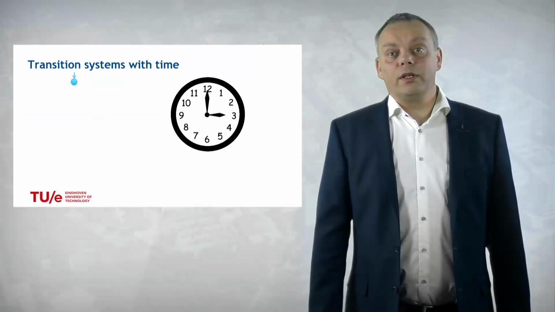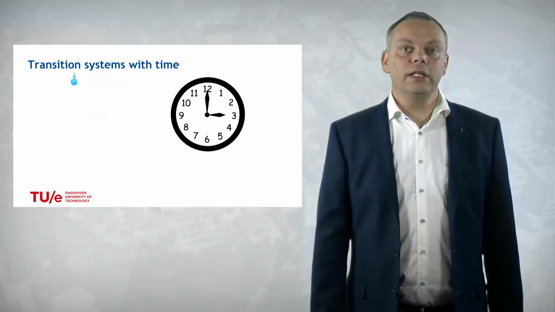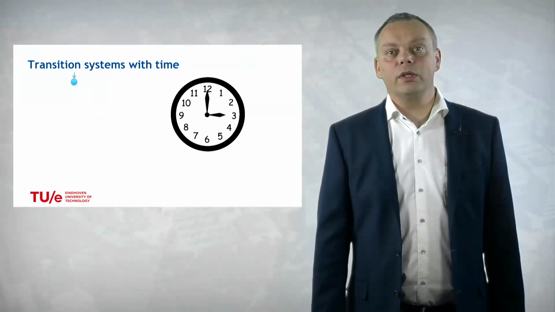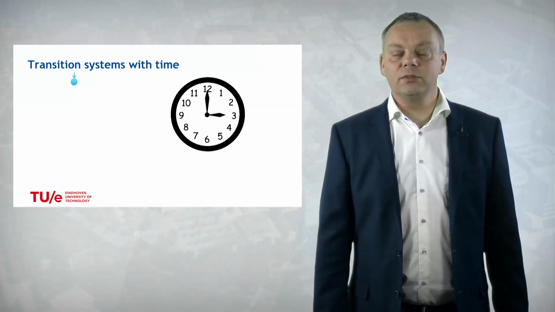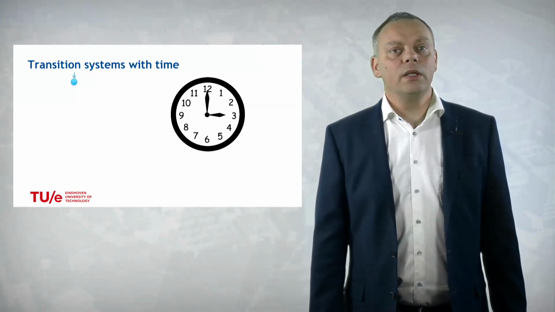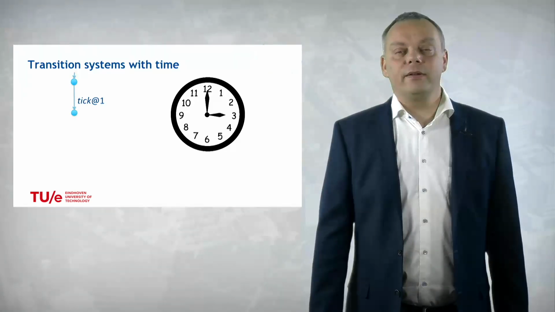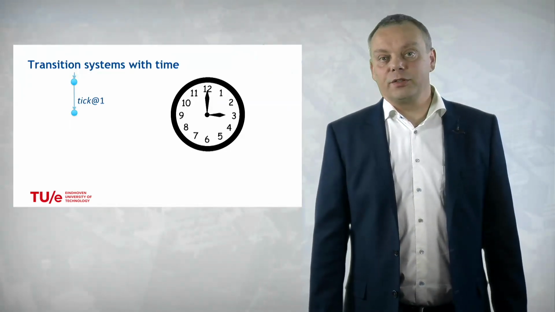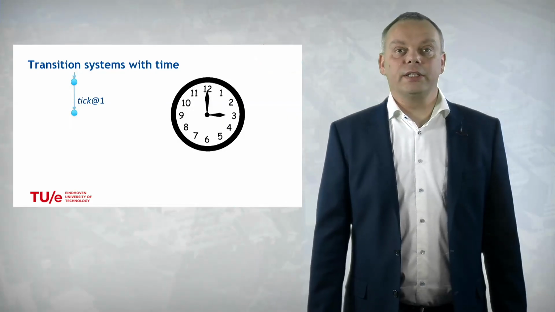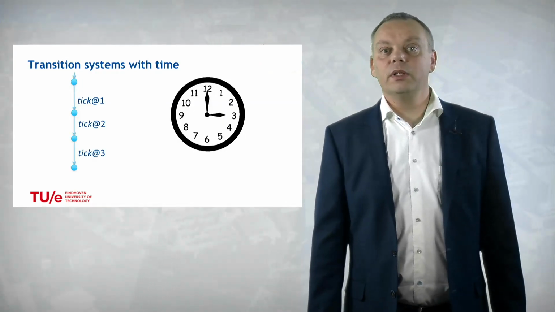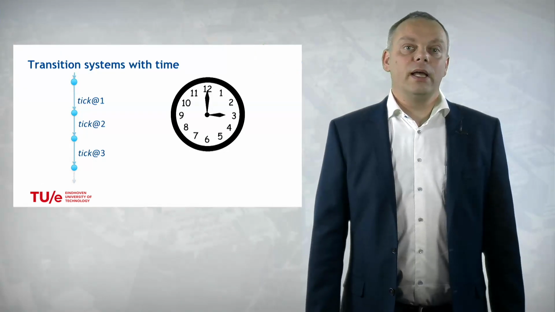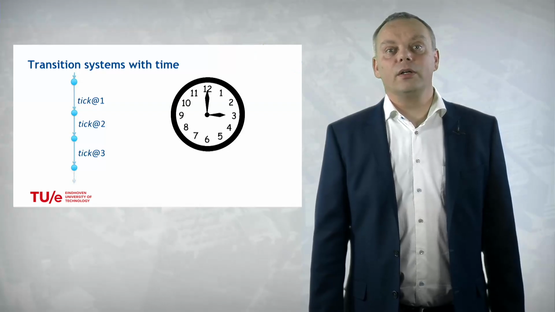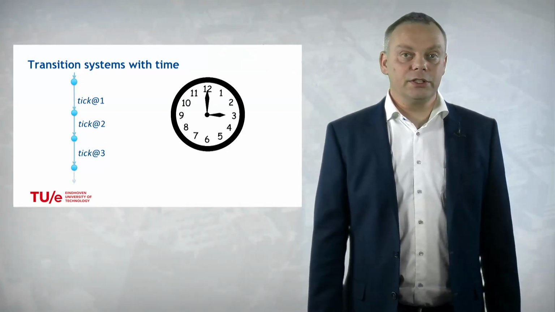An alternative extension is the extension with time. So there are many different forms in which time is added to transition systems. A very straightforward one is this, where you typically add a timestamp to an action. And we can describe this clock, and this clock ticks, and it ticks at time 1, and then at time 2, and then at time 3. And this goes on indefinitely. So this is an infinite transition system.